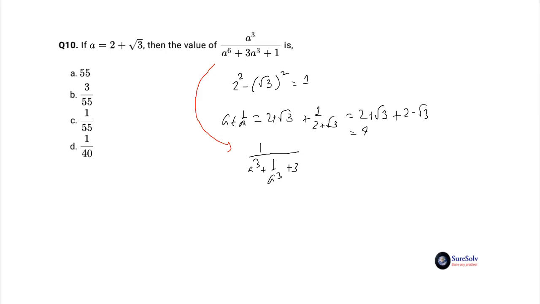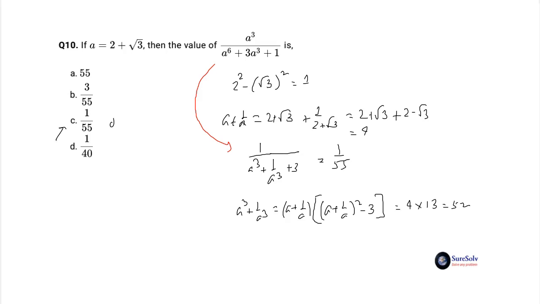Using modified two-factor expanded form of sum of cubes, you get the sum of inverse of cubes as a cube plus 1 by a cube equal to (a plus 1 by a) multiplied by ((a plus 1 by a) whole square minus 3) equal to 4 times 13 equal to 52. Value of the target expression is then 1 by (a cube plus 1 by a cube plus 3) equal to 1 by 55. Answer is option C, 1 by 55.